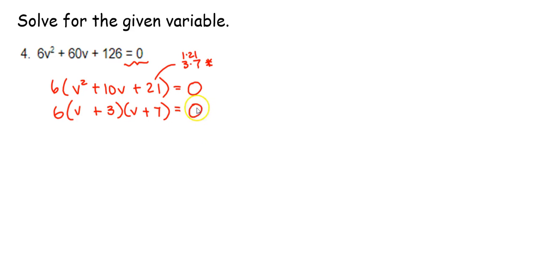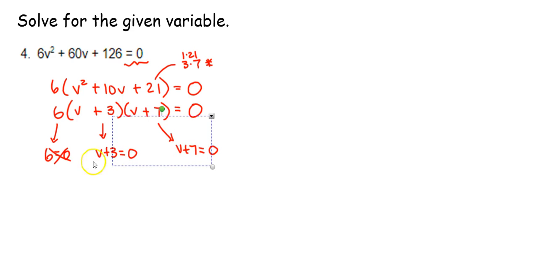So last part of this is that zero product property. I've got some stuff that's multiplied together and it's equal to 0. So I know that one of them has to be 0. So my options are either 6 is 0, which makes no sense, or v plus 3 is 0, which is one of my possibilities, and then the other one is v plus 7 is 0. So go through and solve for v. I'll get v equals -3 or v equals -7.